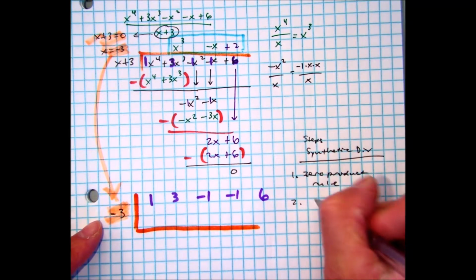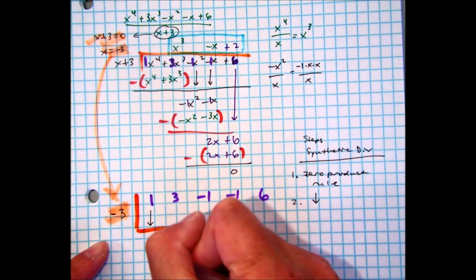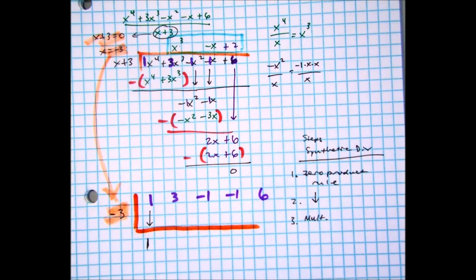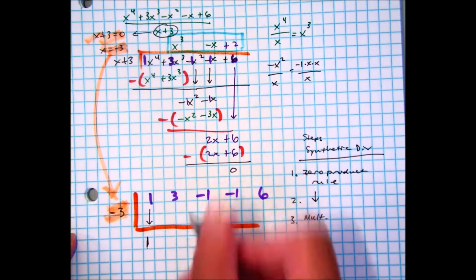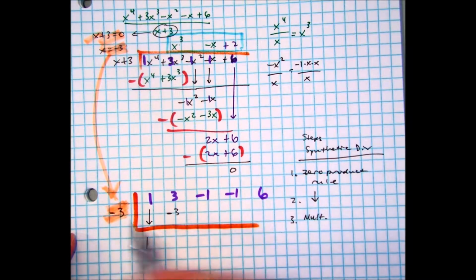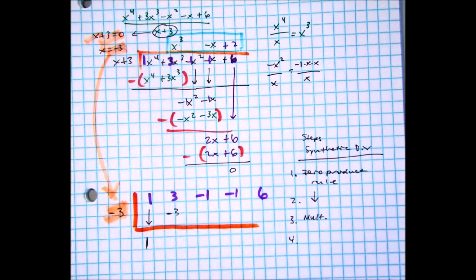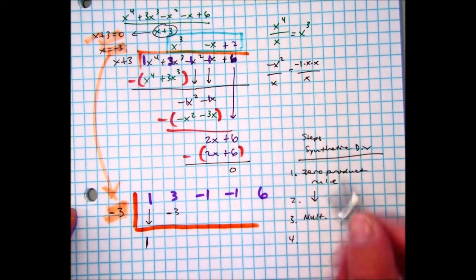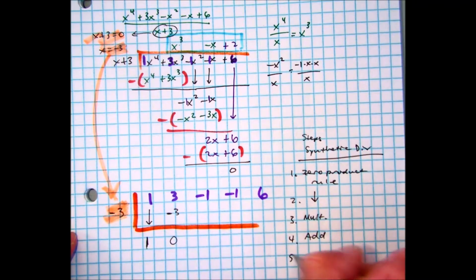The first thing you're going to do is bring down the first term, and you get a 1. The next thing you're going to do is multiply. Everyone say multiply. -3 times 1 is -3. You write your answer here. This is where it's different. Up here we did subtraction, but for synthetic division you're going to add. Class, what's 3 plus -3? 0. And then we're just going to repeat.